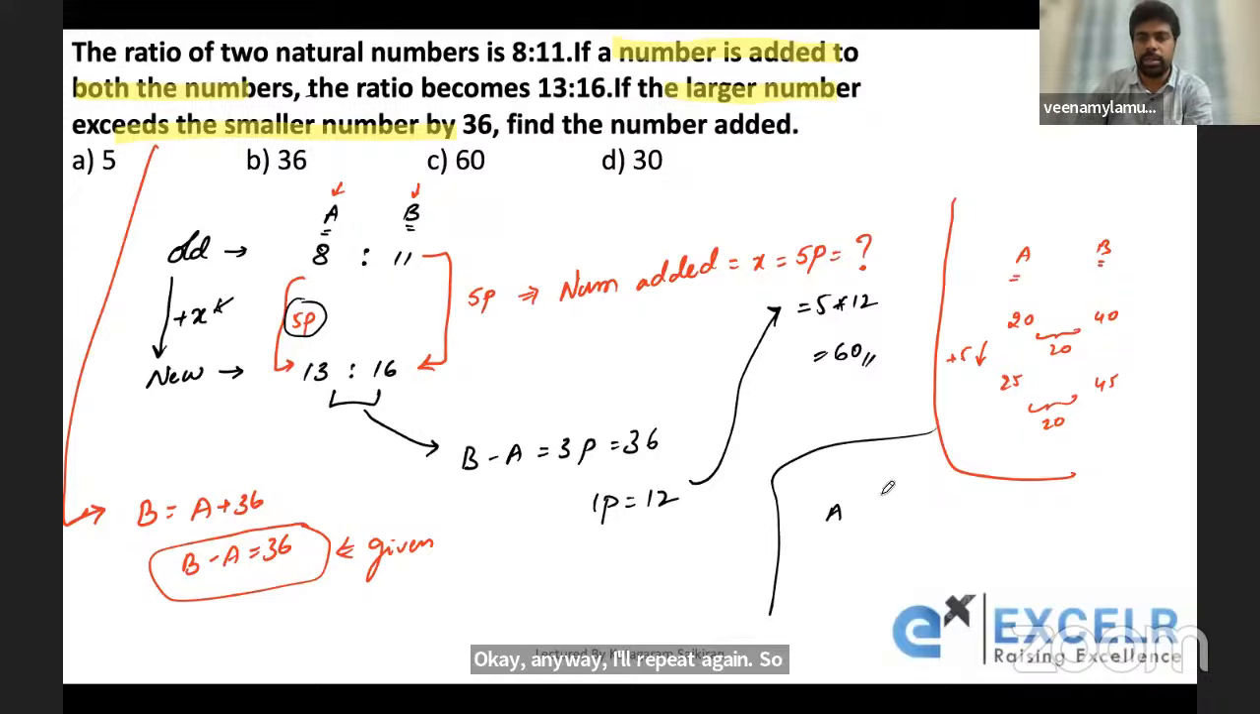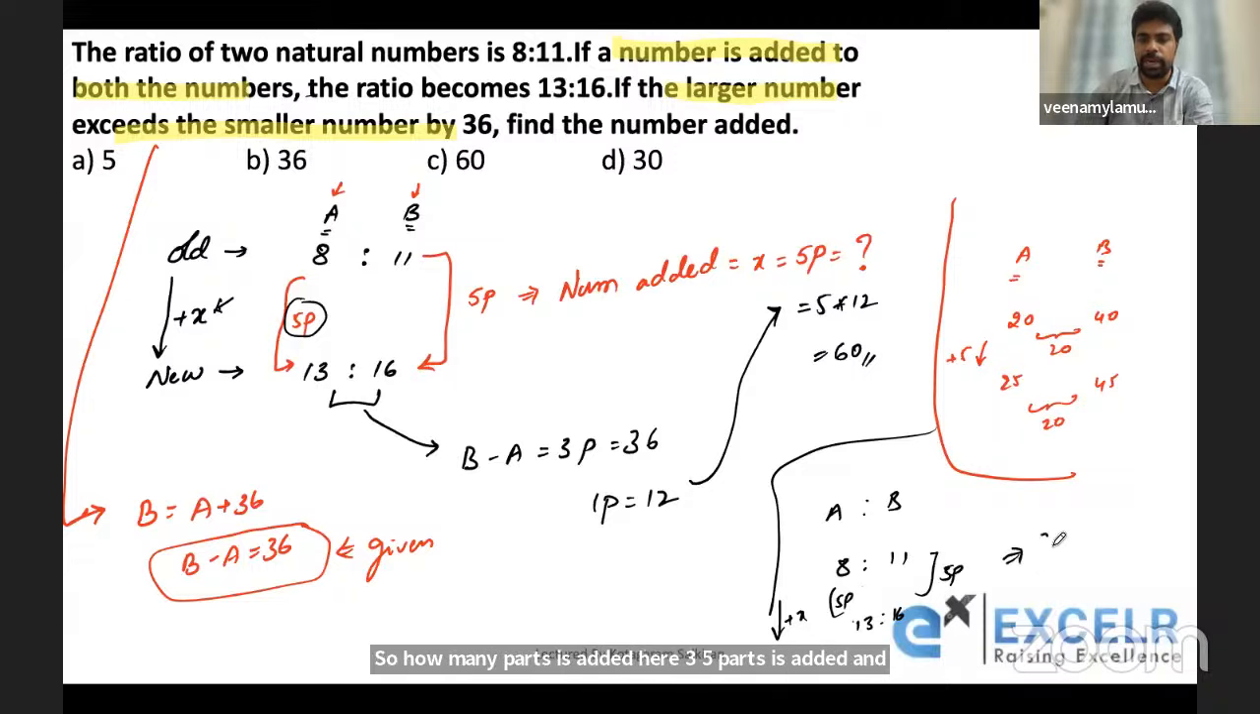So A is to B. Earlier it was 8 is to 11. After adding something, it became 13 is to 16. So how many parts are added? Here 5 parts are added and here 5 parts are added. This 5 parts is nothing but the number added, that is X. This we have to find out.